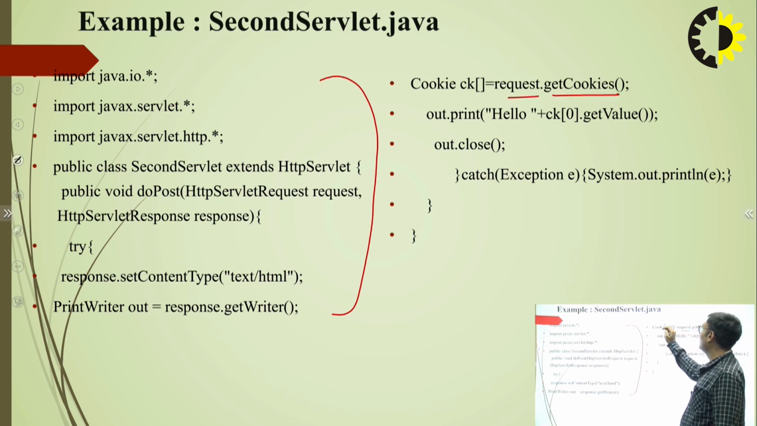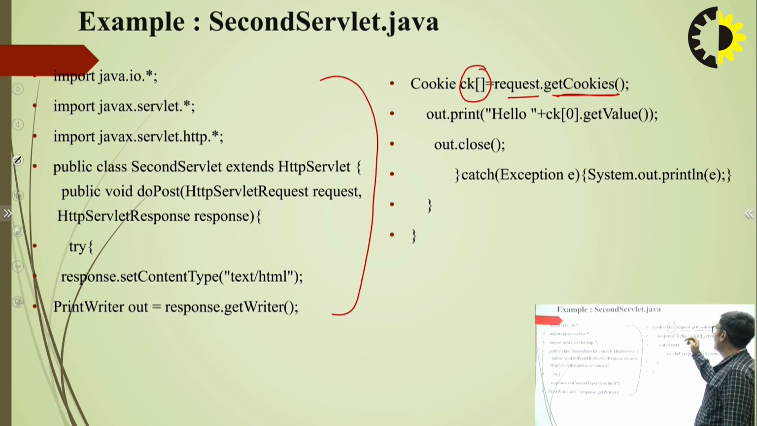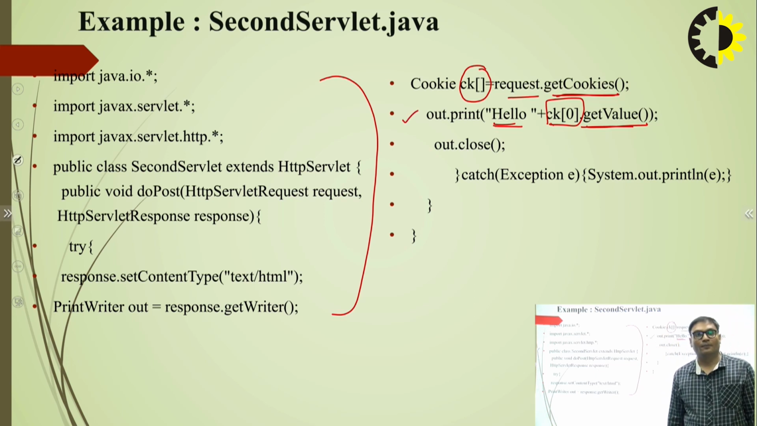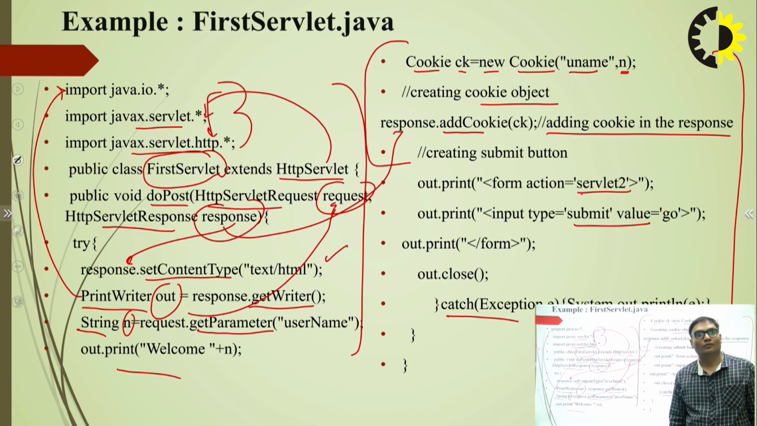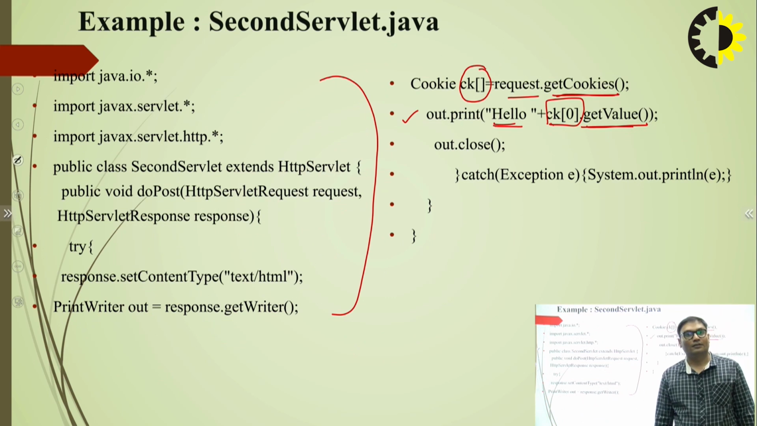So we will call this method, an object with the array type, request.getCookies, and I'm accessing the value hello plus name. This one is the name, this one is the value. So in this way we can access the value of that cookie. So the first program is to create the value, the second program is to access the value.